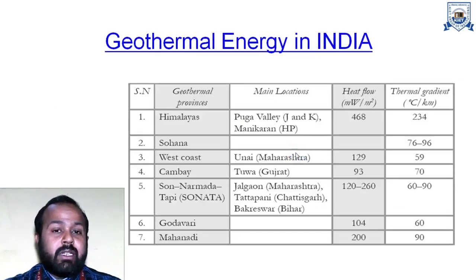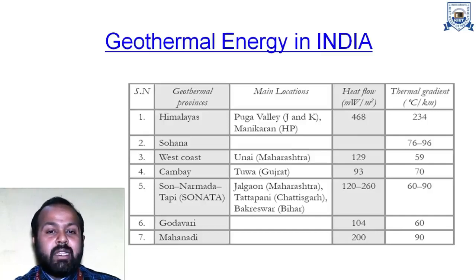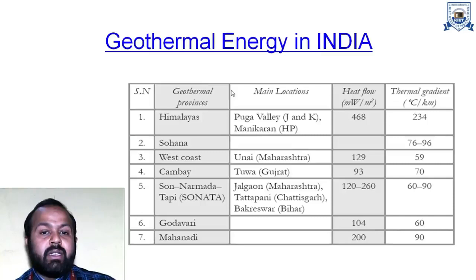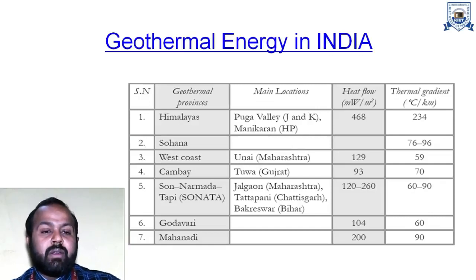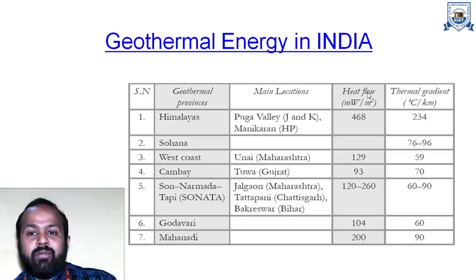Now, the status of geothermal energy in India. These are the different geothermal regions: the Himalayas, Sohna, and the west coast, Cambay. This is the region provided by geothermal energy in India, and these are the main locations: Manikaran, Ugga Valley, Unai, Tuwa, Jalgaon. These are the locations where geothermal power plant sources are found and power plants are established. This is the heat flow structure, and the thermal gradient at Sohna is 76 to 96 degrees centigrade per kilometer, and these are the basic ranges.